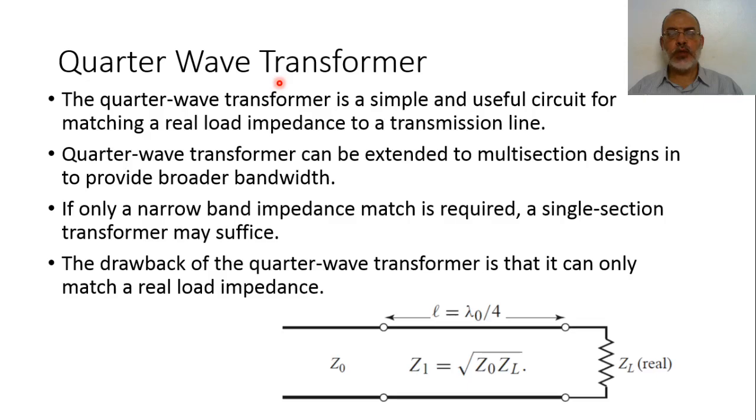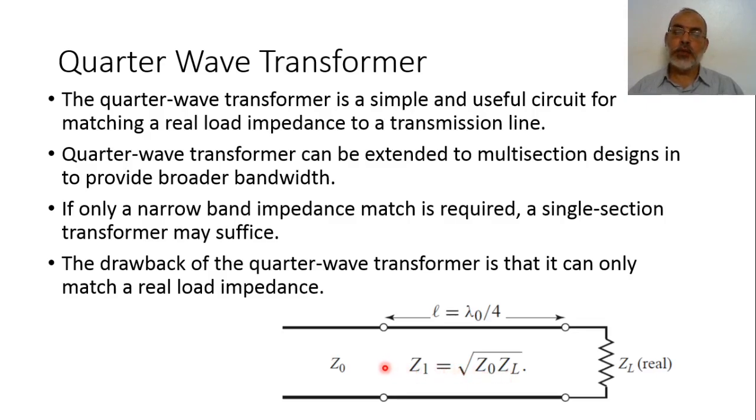Quarter wave transformer is used to match a real Z load to a transmission line of characteristic impedance Z naught, where Z load does not equal Z naught. In chapter 2, we proved that if we add a transmission line section of length lambda over 4 with a characteristic impedance which is the geometric mean of Z load and Z naught, such that Z1 equals square root of Z naught multiplied by Z load. This is the geometric average or the geometric mean.